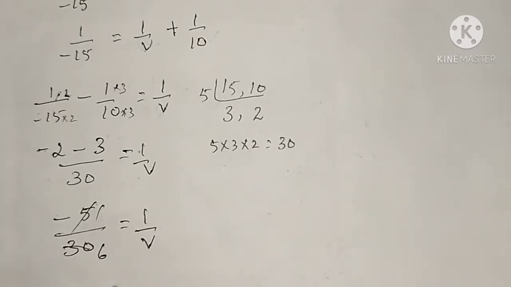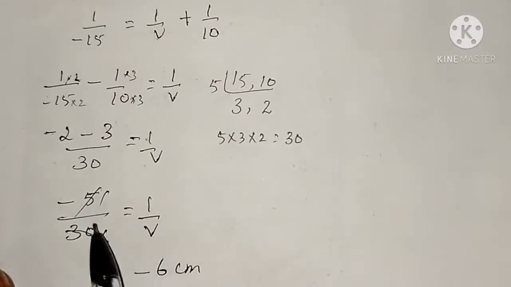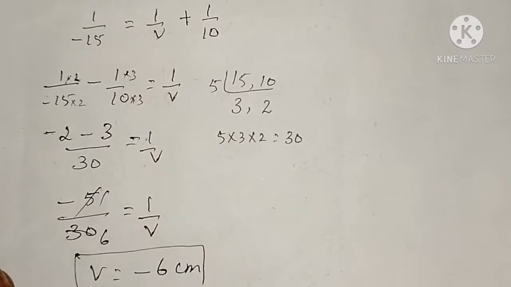So v is equal to minus 6 centimeter. Just take the reciprocal: 1 by v is equal to minus 1 by 6, so v is equal to minus 6 centimeter.